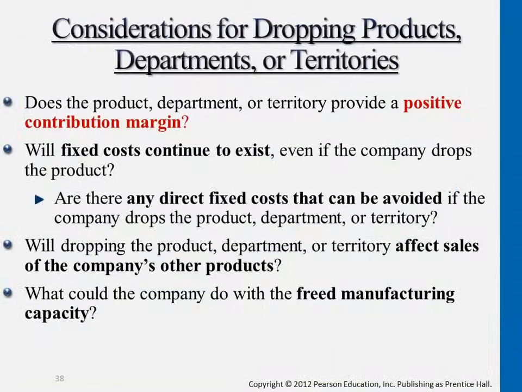To drop a product or not, you need to consider the following questions. First of all, the most important one: the assumption is that in order to sell the product, you have to have a positive contribution margin first. Without this, just like special order considerations without capacity, there's nothing more to discuss. Without a positive contribution margin, you can't even cover variable costs, let alone fixed costs, so you don't have to discuss this anymore.